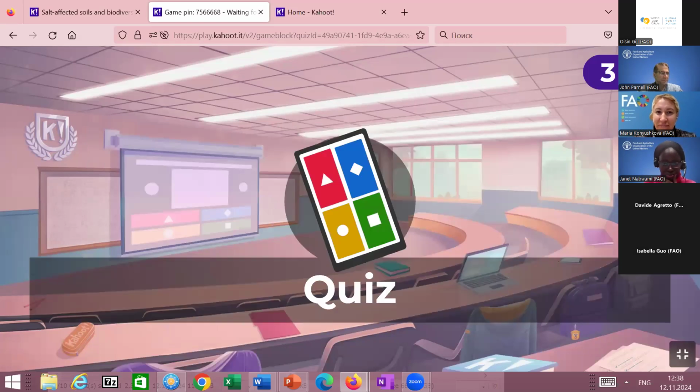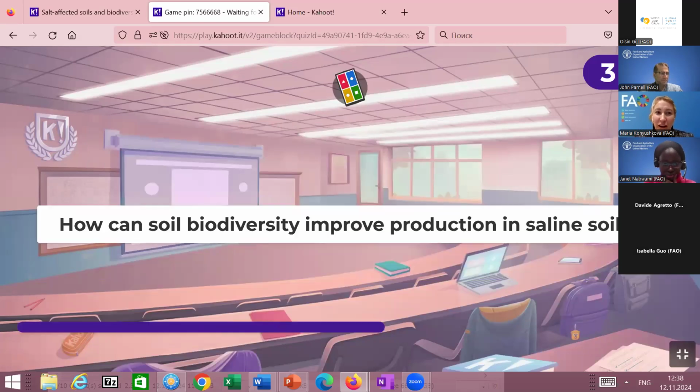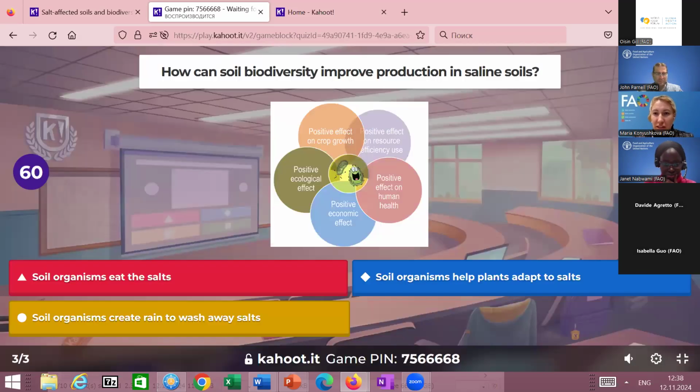Question number 3. How can soil biodiversity improve production in saline soils? Soil organisms eat the soils. Soil organisms help plants to adapt to soils. And soil organisms create rain to wash away soils.